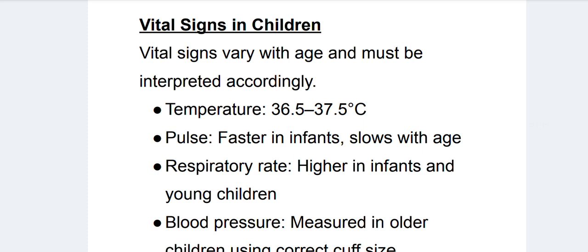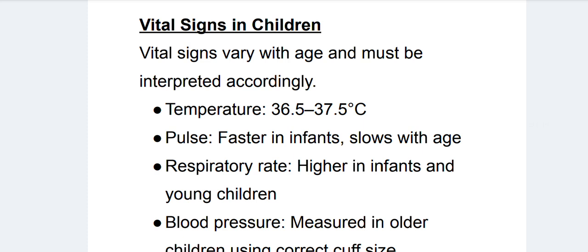There's a certain point where in multiple choice they are going to ask about it. It could be ranges or it could be just the normal values for vitals in children. Okay, so you must know that vitals vary depending on the age of the child. Okay, and the interpretation should be according to the age. It should be age appropriate.